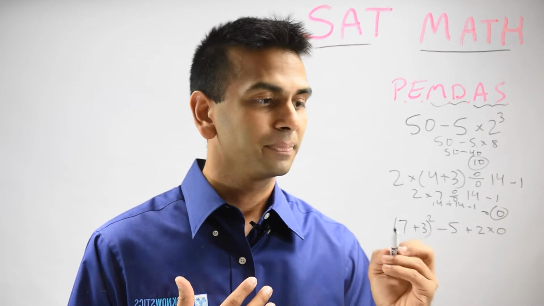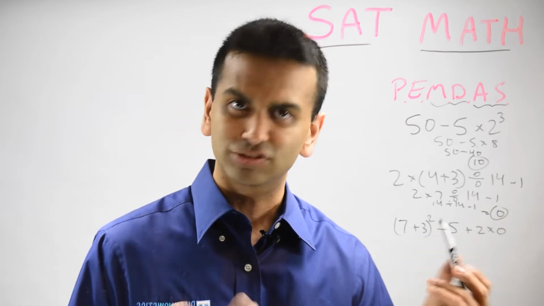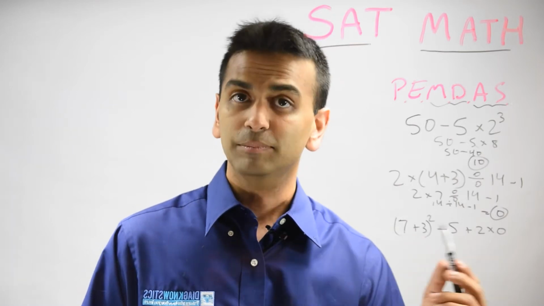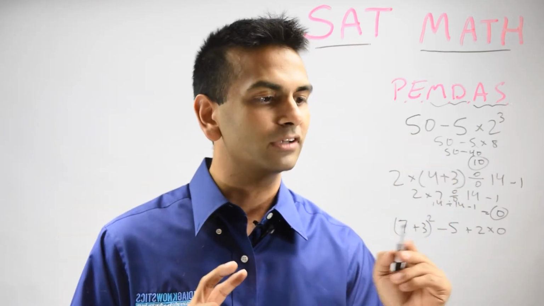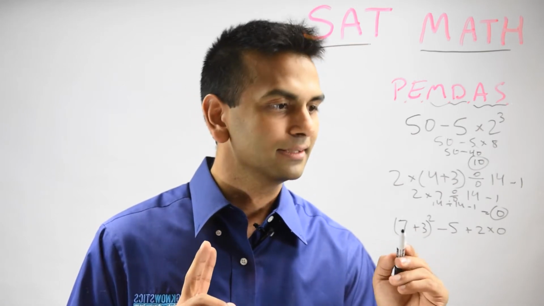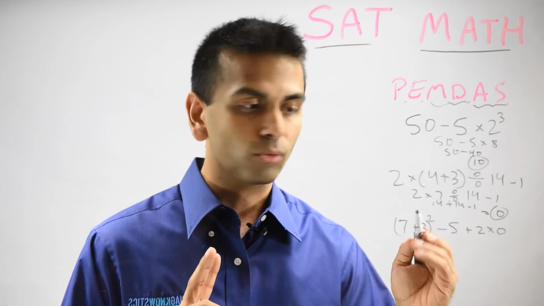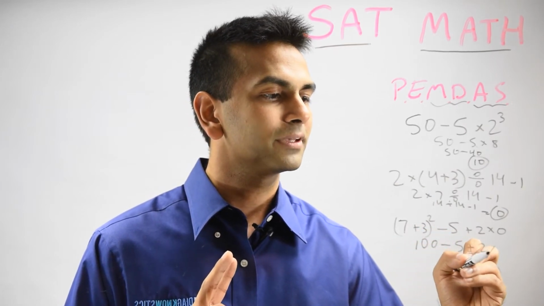So that's 0. What about this one? You might think, oh yeah, there's a times 0 at the end, so shouldn't that just be 0? Anything times 0 is 0? Well, yeah, anything times 0 is 0, but again, order of operations. So first, let's do the parentheses. 7 plus 3, that's 10. Then we can do the exponent. 10 squared, that's 100. So far this problem's really 100 minus 5 plus 2 times 0.